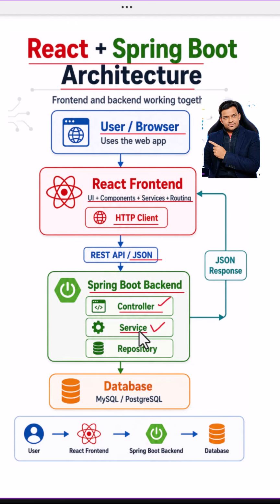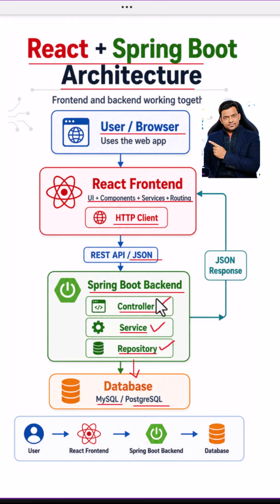When data is required, the service calls the repository layer. The repository layer communicates with the database. The database can be MySQL, PostgreSQL, or another database. After the database returns the data, the response flows back through the same layers.